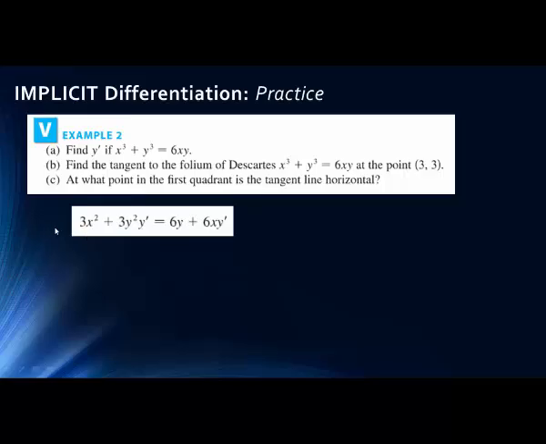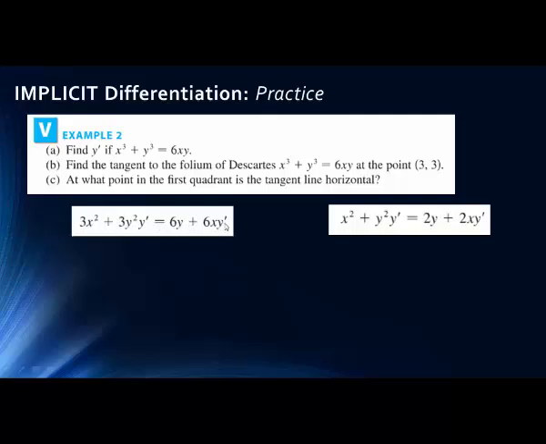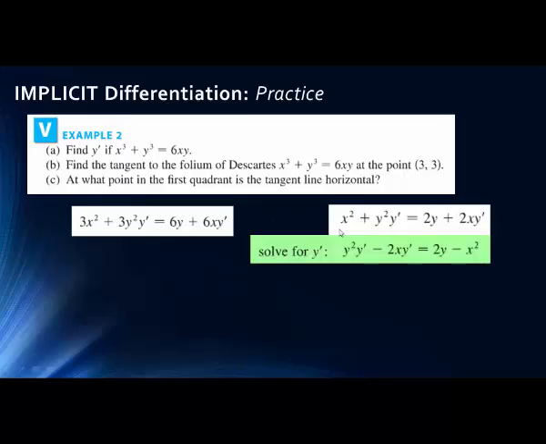So once I've taken the implicit derivative, I now have to solve for y prime. Okay? What I've done is I've noticed there's a common factor of 3 throughout this, so I've factored that out. And so it just makes the equation a little bit simpler. Okay, now that I've simplified, I want to solve for y prime.